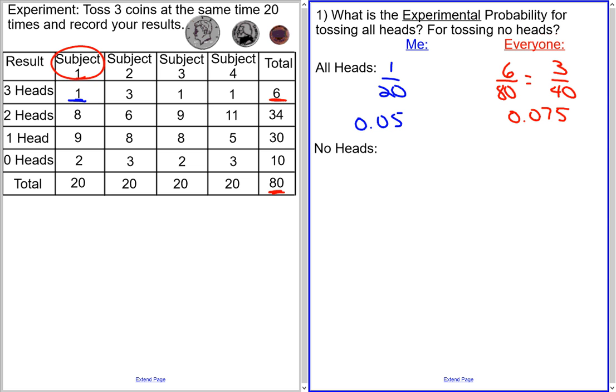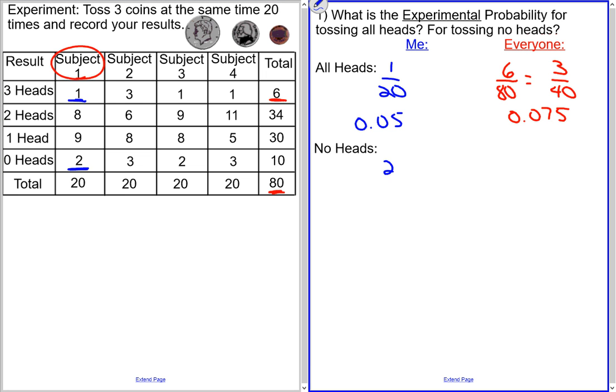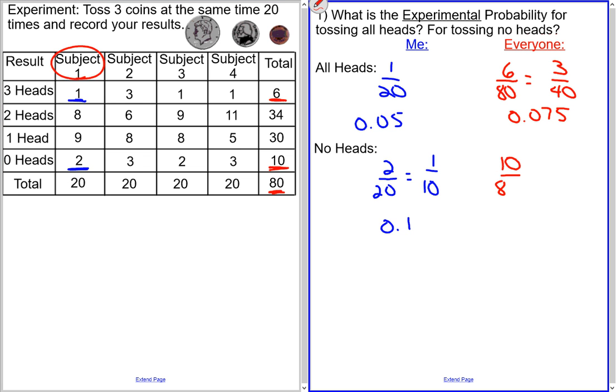Now, if we go to no heads, for me, I had 0 heads or all tails happen 2 times. So my probability would have been 2/20ths or 1/10. Turn that into a decimal, 0.1. If we put everybody together, notice that happened 10 times. So 10 out of 80, which would be 1/8. If you turn that into a decimal, that comes out to be 0.125. So again, everybody together was better than me alone.